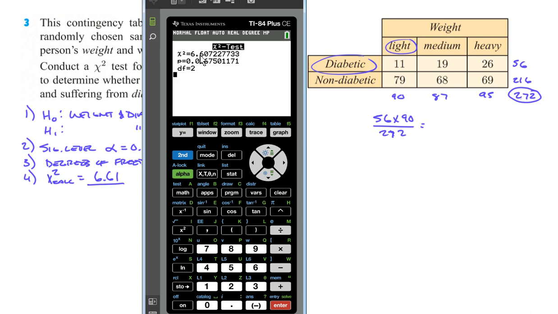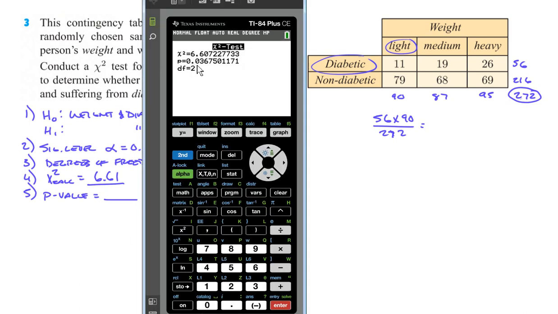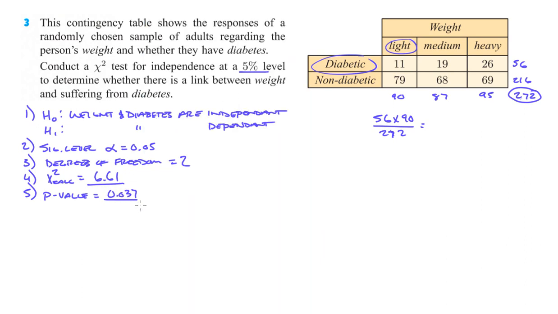It does actually ask you in step 5 to come up with the p-value. That's right. So the p-value is, in this case, 0.037.